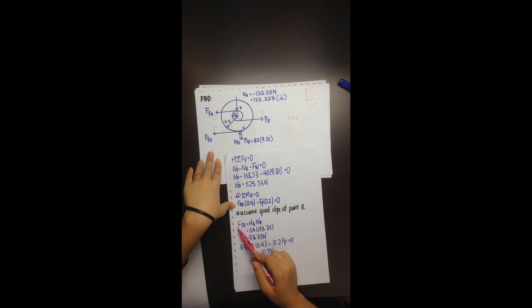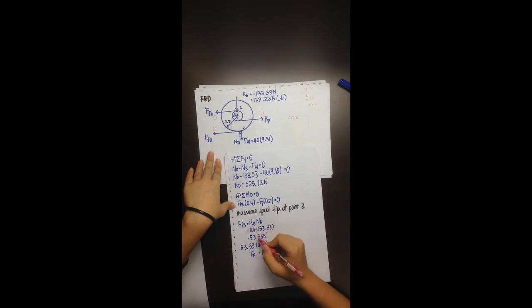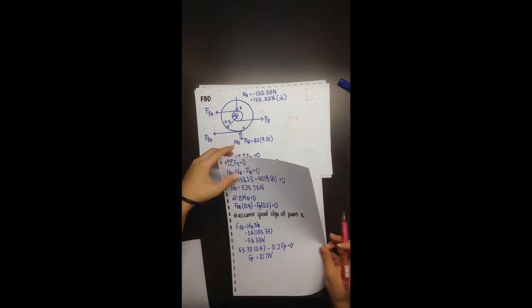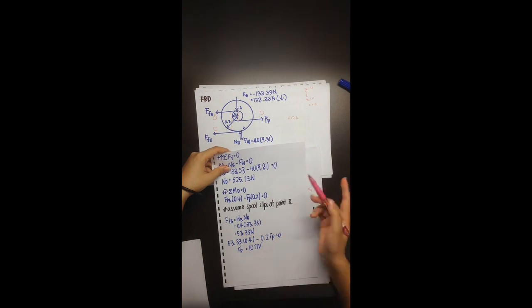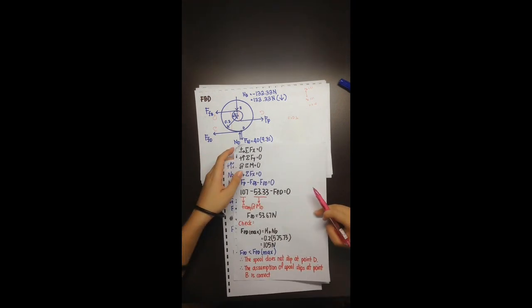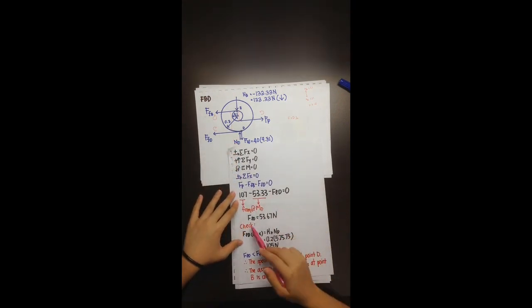So use the frictional force equation, mu B times NB, we get frictional force at point B is actually 53.33 Newton. So sub in and we get FP, pulling force, is actually 107 Newton. So with these two values, we can sub into the equation summation of Fx, and we will get FFD equals to 53.67.